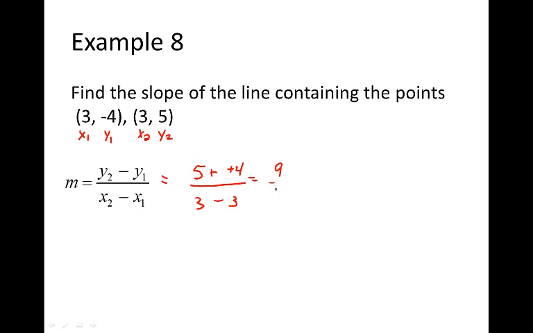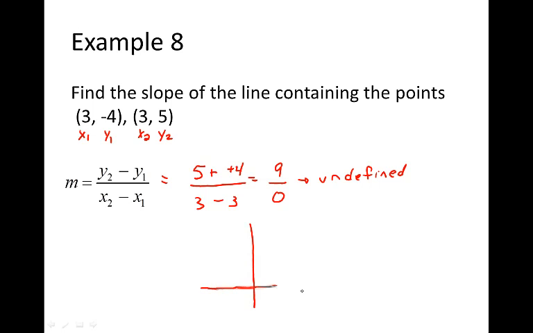We get 9 on the top, no problem there. 3 minus 3 is 0. And what do we know about 9 divided by 0? We can't do it, right? This is undefined. Whenever something looks weird, when you're first learning something, I'll just put undefined and move on. What kind of lines have an undefined slope? I'd be interested to know that. It's kind of odd, right?